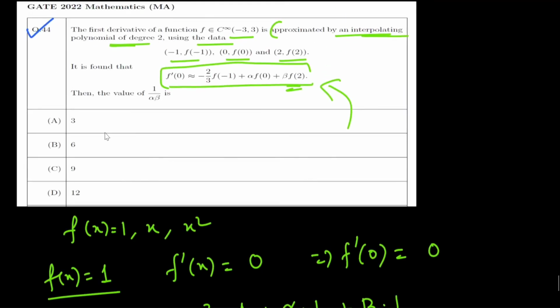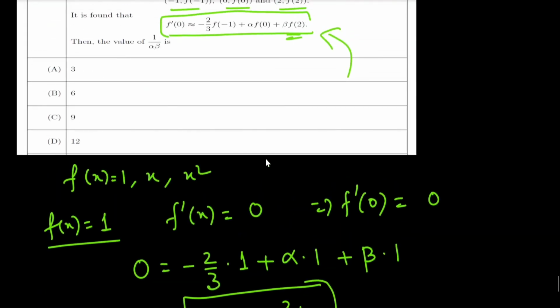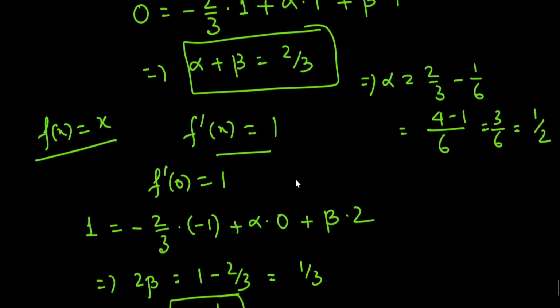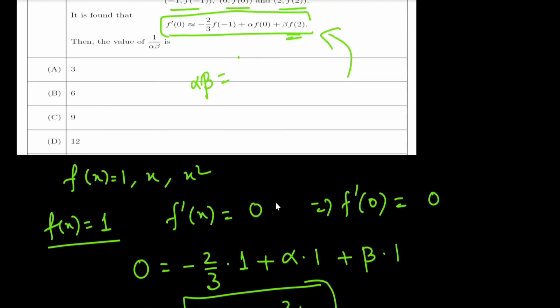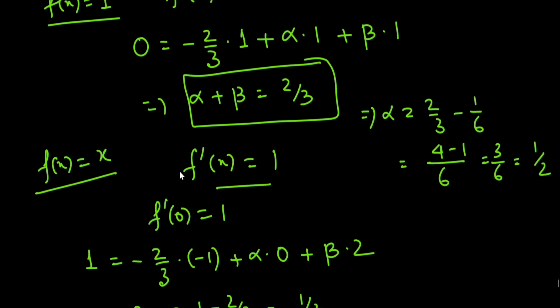Now we have to find the value of 1 by alpha beta. Therefore alpha beta equal to 1 by 2 and 1 by 6. So 1 by 2 into 1 by 6, this is equal to 1 by 12. So this implies 1 by alpha beta, this is equal to clearly 12. So 12 is the correct answer, option D. Now go to the next question.